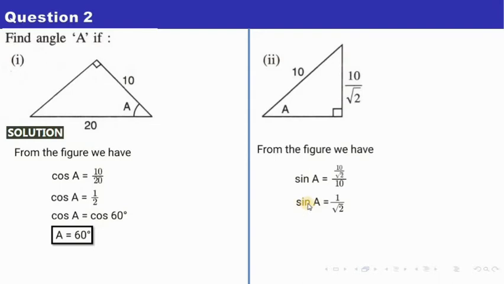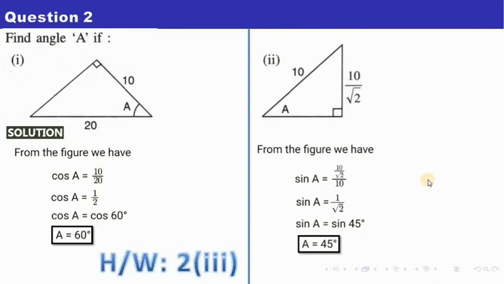Now, since we have sine here, go to the trigonometric table and see. You will see that sine 45 is 1 by root 2, so instead of 1 by root 2, can I write sine 45? Yes. Again we can remove sine and sine, so we have A equals 45 degrees. Alright, you may pause the video to note down. Again, you will do question number 2, third part, by yourself.